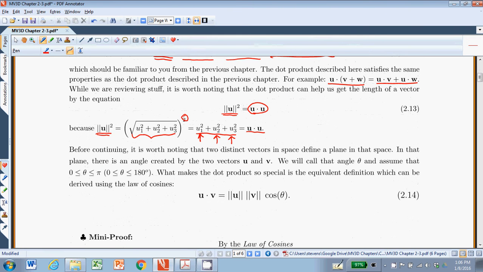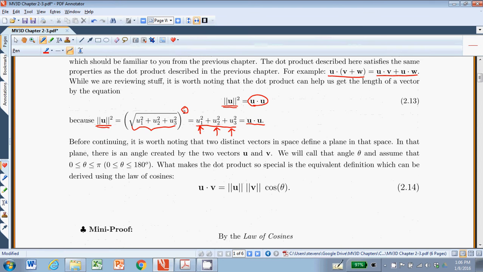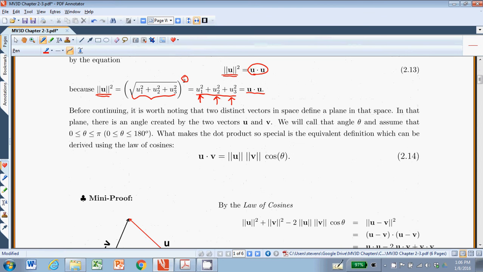Okay, so here's where we bring in the trig. The beautiful part of the dot product is that it can be defined equivalently like this. U dot V can also be defined as the size of U times the size of V times the cosine of the angle between them.